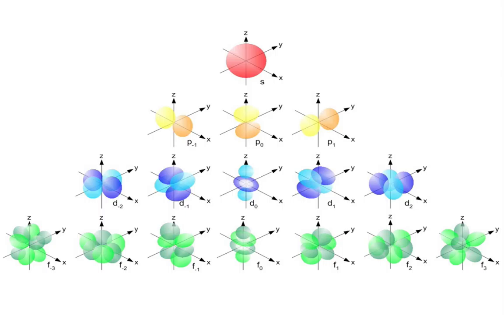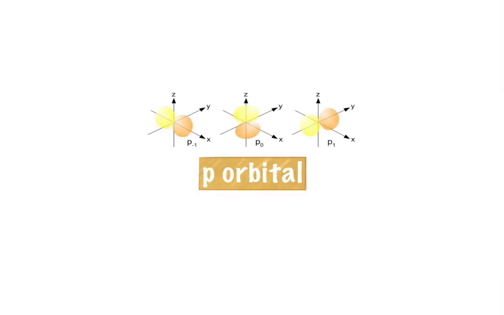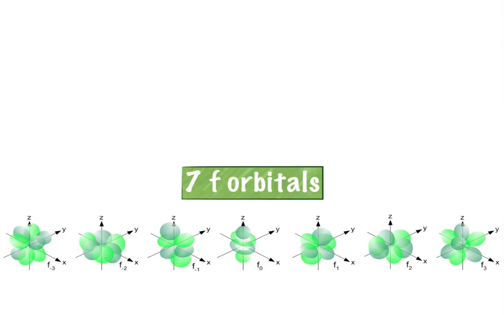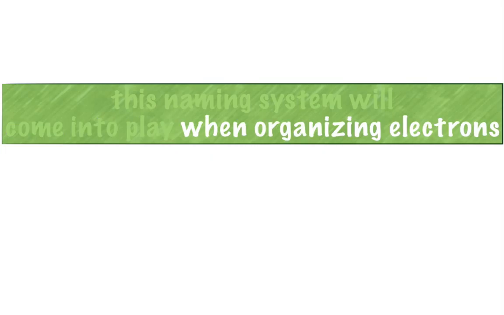So this is a chart of all the shapes of the orbitals. So again, my s orbital is a spherical shape, and the bigger the element is, the bigger that spherical shape will be. Here's my p orbital dumbbell shape, and then my d orbitals. Now you'll notice that these orbitals are getting more and more complicated in shape. So d has 5 orbitals, and then my f, super complicated. Okay, so 7 orbitals for my f series. So this naming system will come into play when we organize these electrons using our orbital diagrams and electron configuration.